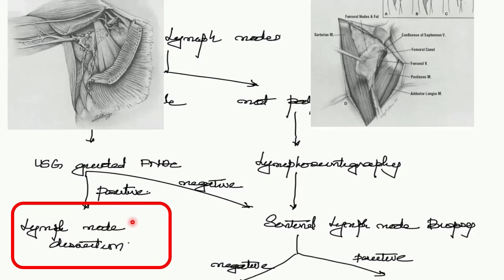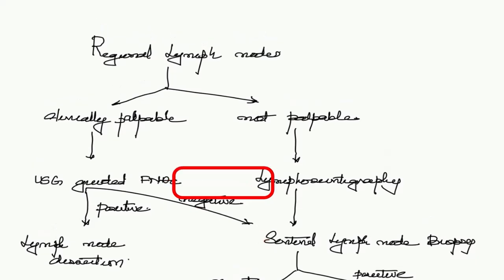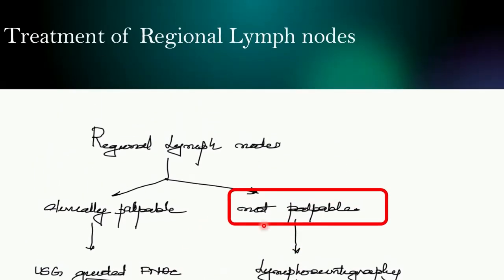What happens if the ultrasound guided FNAC is negative? Then the next assessment for the nodal basin is the sentinel lymph node biopsy. So, if ultrasound guided FNAC is negative, then we have to go for the sentinel lymph node biopsy. But what will we do if the nodes are not palpable?